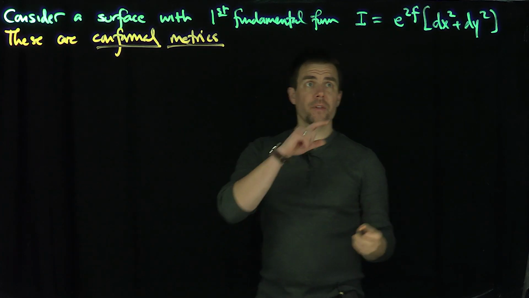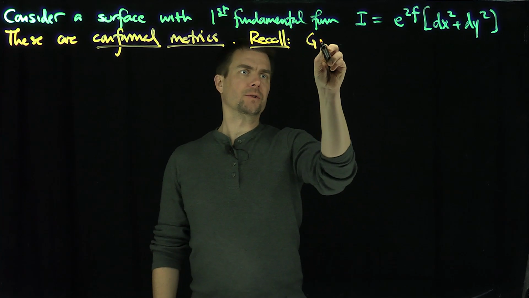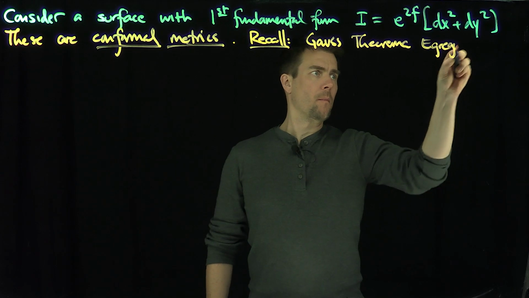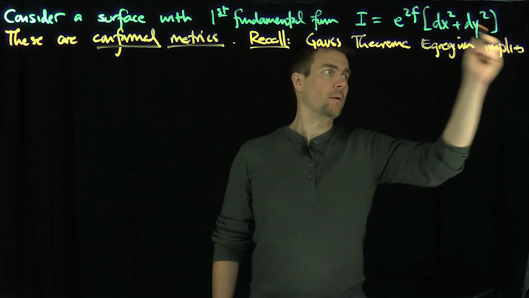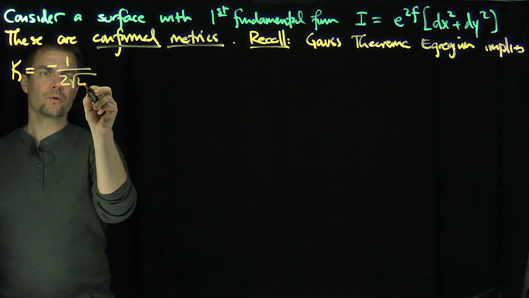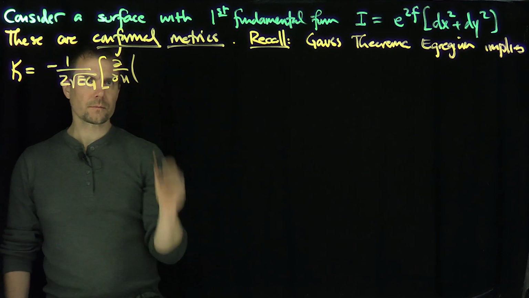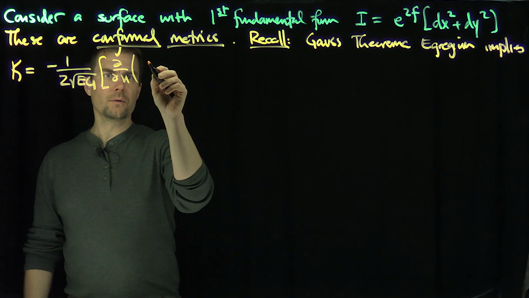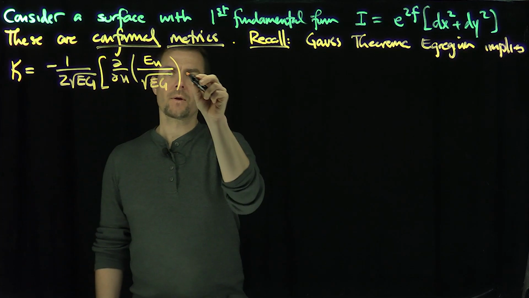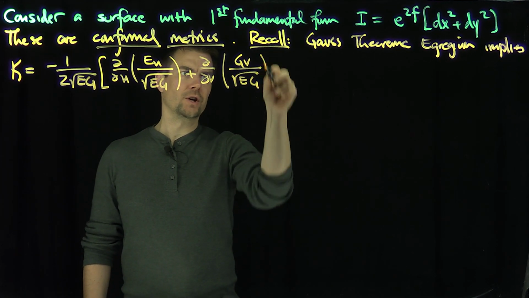Okay, and so recall from the Theorema Egregium, the Gauss Theorem Egregium implies that for such a metric, K is -1 over 2 square root of E times G, and then the u derivative of E_u over the square root of EG, plus the v derivative of G_v over the square root of EG, like this.